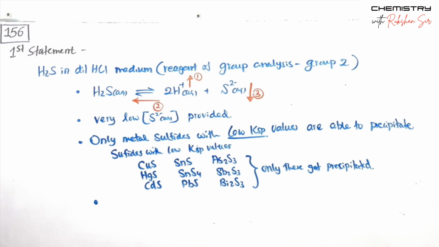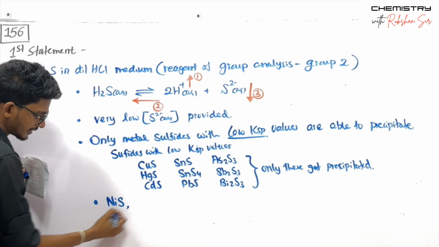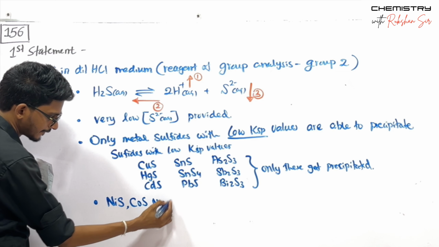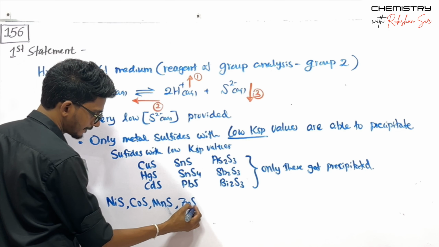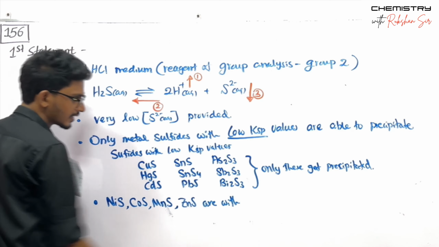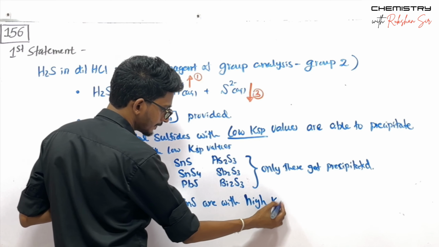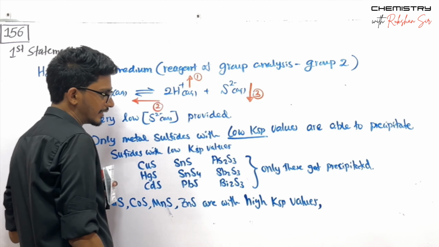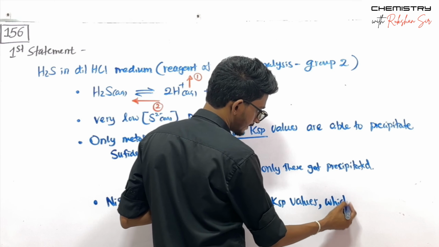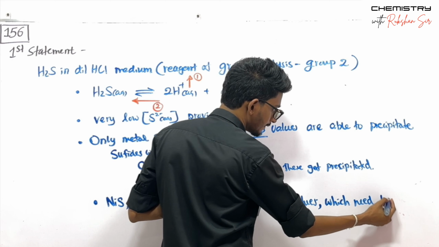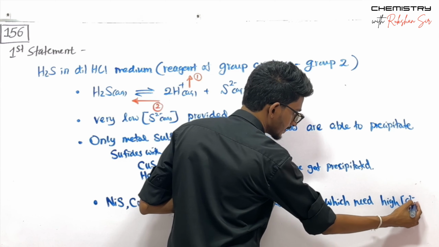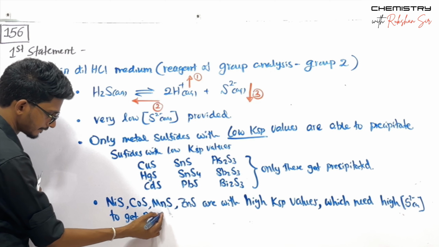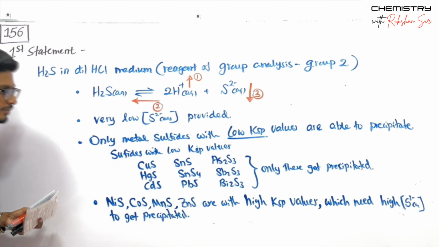Nickel sulfide, cobalt sulfide, manganese sulfide, and zinc sulfide have high Ksp values, which need a high concentration of sulfide ions to get precipitated. So they won't precipitate here.